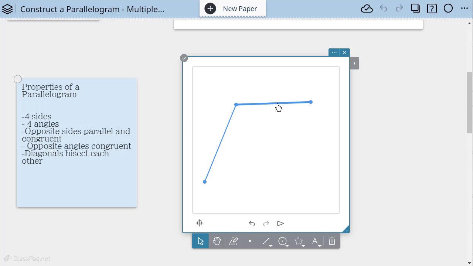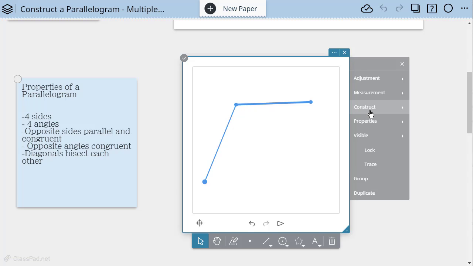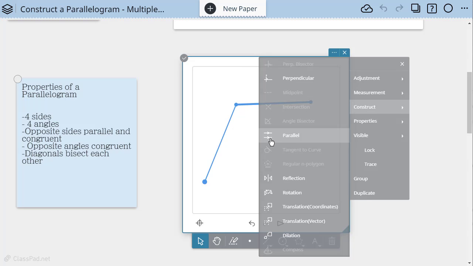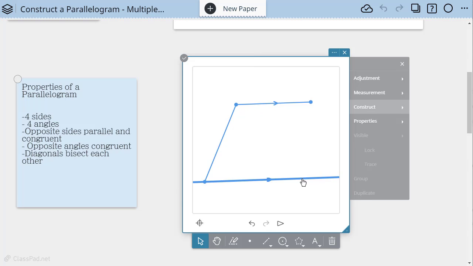So I want a parallel to this side through a point here, right? Because the side I want parallel is going to go through here. So notice the things I selected. The side that I want to be parallel to and the point where I want that other side to go through, right? The other vertex. So I'm going to now go to construct and construct a parallel. So it's going to create, notice it creates a line, which is what we want. It's a line. We're going to find the vertex. We're missing this vertex here.